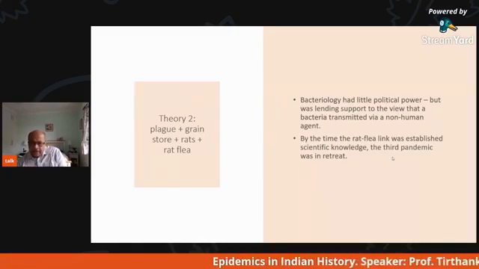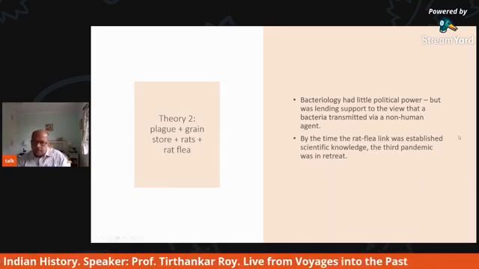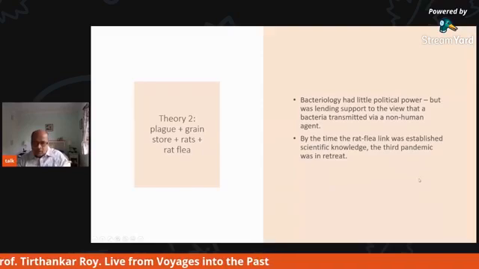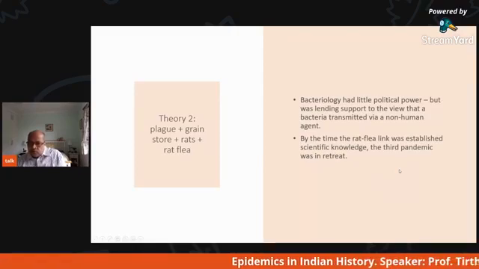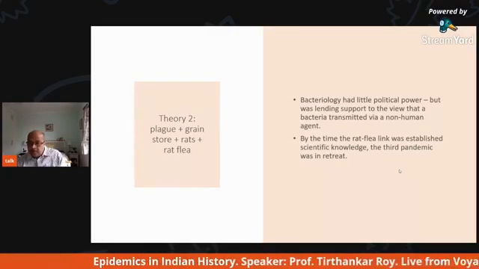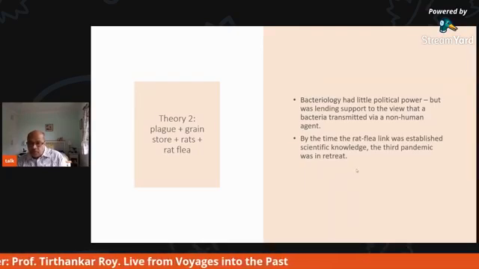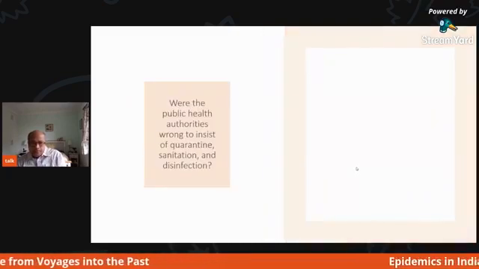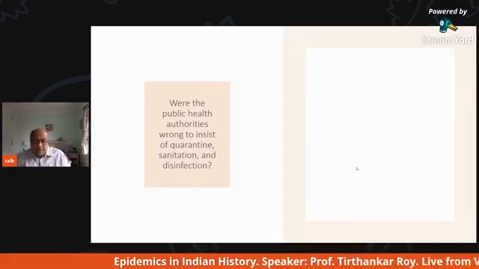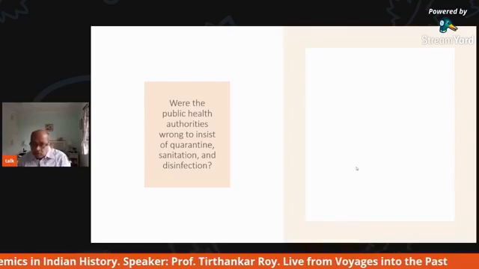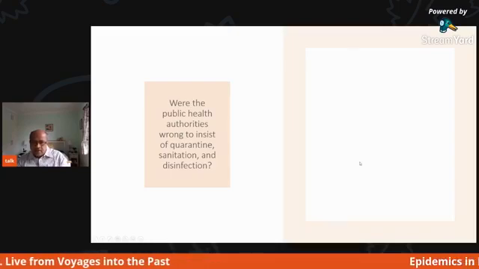By the time the rat flea link was solidly established, and that became the scientific knowledge, the third pandemic of plague was in question. The first two happened a long time ago, the Black Death and Justinian plague. The third pandemic, by comparison with the first two, which were mainly European, was primarily Asian. But the third pandemic was in retreat by the 1910s, when the rat flea link was well known. But were the public health authorities wrong to insist on quarantine, sanitation, disinfection, working on people, moving them to safe places so that the others are secure?